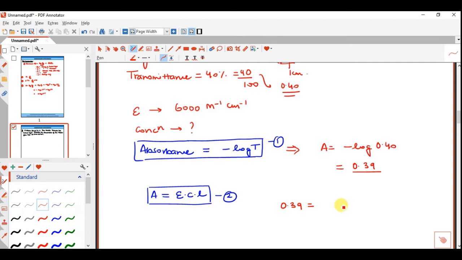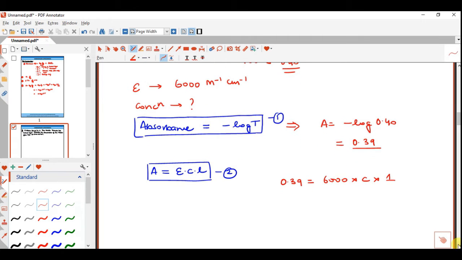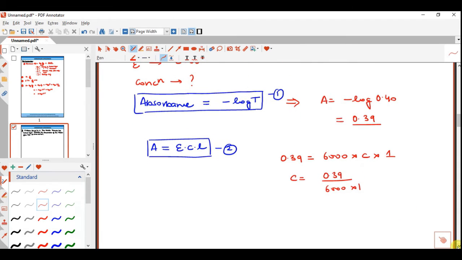Okay, so now we already know absorbance, 0.39, is equal to epsilon. What is epsilon? You already know, it has been given. So epsilon is equal to 6000, into concentration, which is not known, into length, which is known, that is 1 centimeter. So this is very simple mathematics calculation. In order to calculate concentration, you can do 0.39 divided by 6000 into 1.